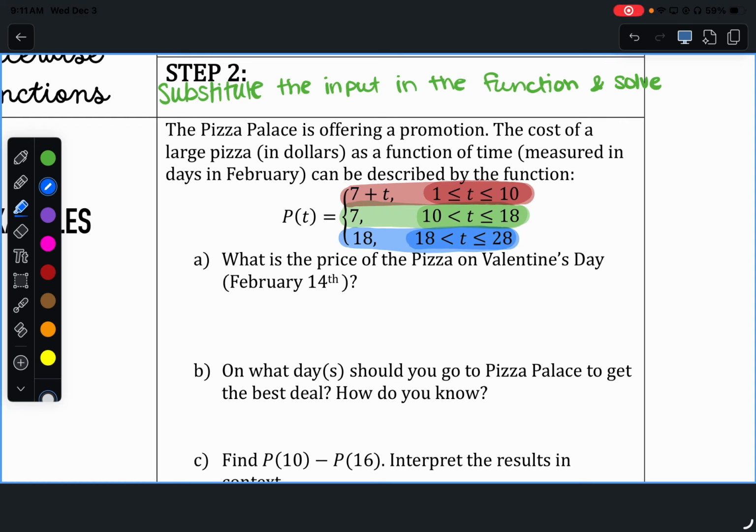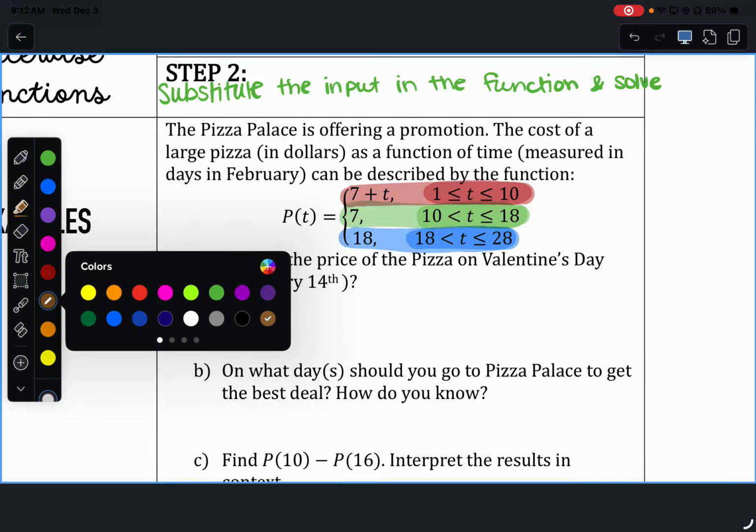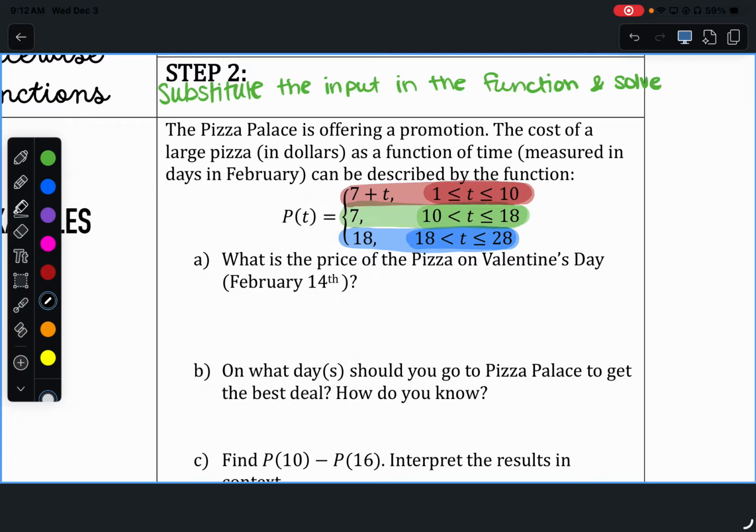So when is it better to go get pizza? Is it better to go on the 10th or on the 16th? You were right, Christina. The 16th, because which one's cheaper? 16th. Okay. Now, D. What is the significance of the domain restriction from 1 to 28?